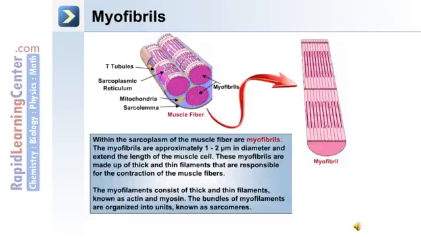Within the sarcoplasm of the muscle fiber are myofibrils, and these are approximately 1 to 2 micrometers in diameter, and they extend the length of the muscle cell. These myofibrils are made up of thick and thin filaments, which are responsible for the contraction of the muscle fiber. The myofilaments consist of thick and thin filaments which are known as actin and myosin, and the bundles of myofilaments are organized into units known as sarcomeres.